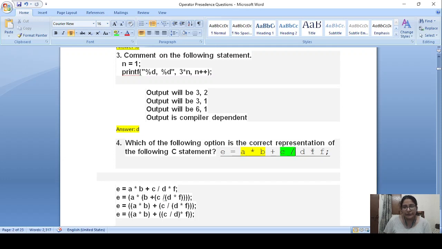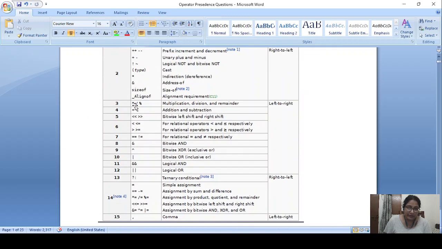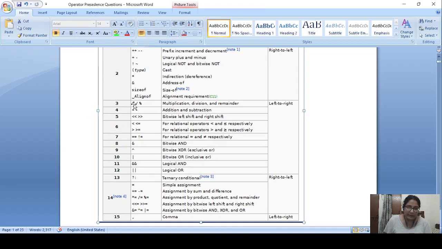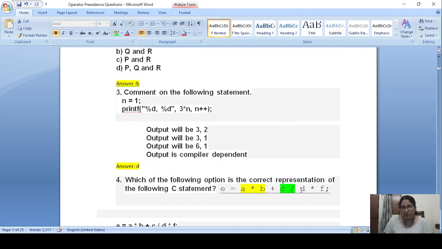D will have division and multiplication, and division and multiplication have the same preference. Again, you will see division is here and multiplication is here. So what will happen is the associativity will be checked. Associativity is left to right. So whatever operator is on the left side will be associated. So D will be associated with division. So this will be evaluated.